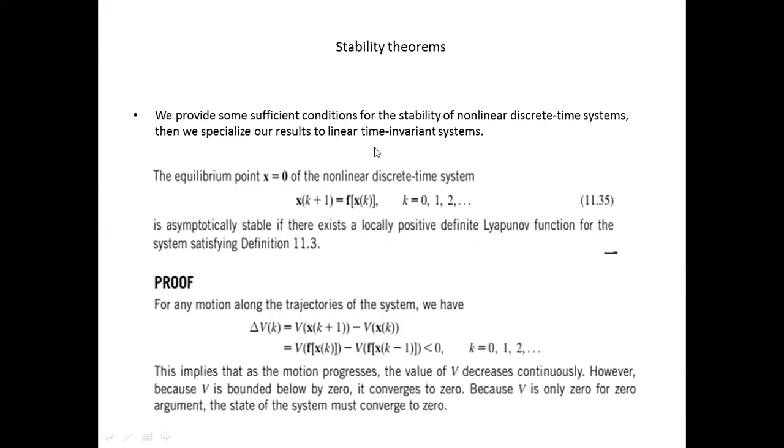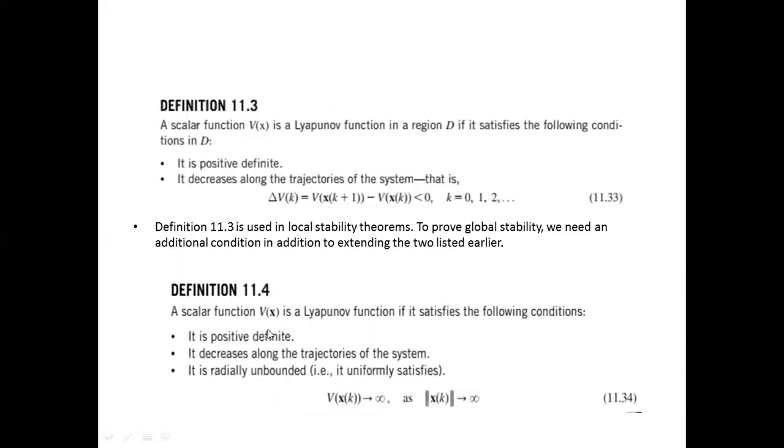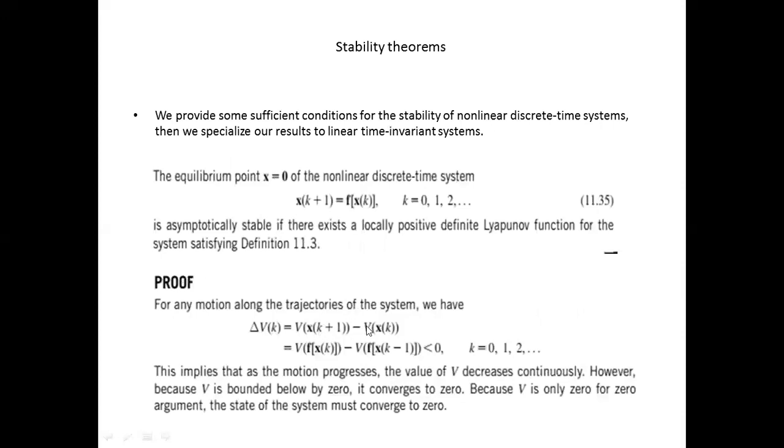This is the stability theorem. So what is the stability theorem? Before going into the stability theorem, we need to prove this one. Suppose you have taken an example, the equilibrium point x equal to 0. Suppose this is a nonlinear discrete system. We need to prove that this equilibrium point x equal to 0 is asymptotically stable. Now, what is the meaning of this? This del V of k, as you know from the previous slide, is the difference between the future state and present state.